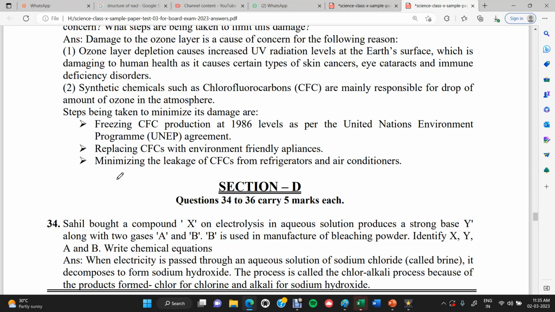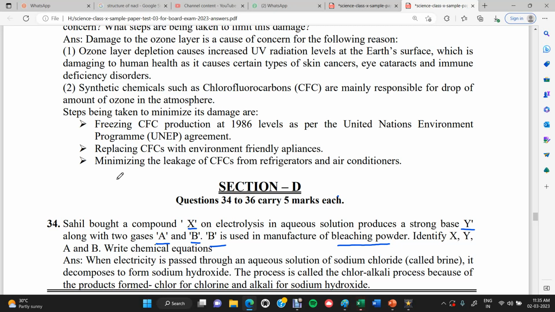Shahin bought a compound X. This X on electrolysis in aqueous solution produces a strong base Y along with two gases A and B. B is used in the manufacture of bleaching powder. Identify X, Y, Z and write the chemical equations.